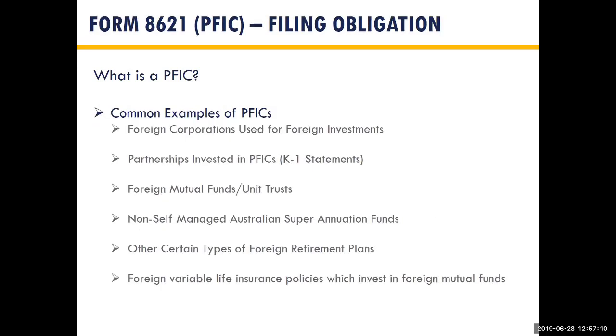Now, some common examples of what is a PFIC that we generally see. Foreign corporations used for foreign investments. Foreign entities that generate passive income could be a PFIC. Partnerships invested in PFICs, we see this a lot on investments in publicly traded partnerships. A lot of times they're heavily invested in PFICs. Mutual funds or unit trusts.